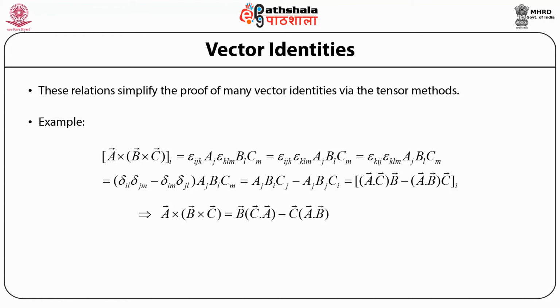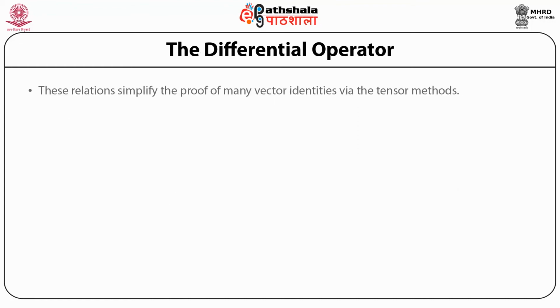This implies that a vector cross (b vector cross c vector) equals b vector into (c vector dot a vector) minus c vector into (a vector dot b vector). The differential operator.